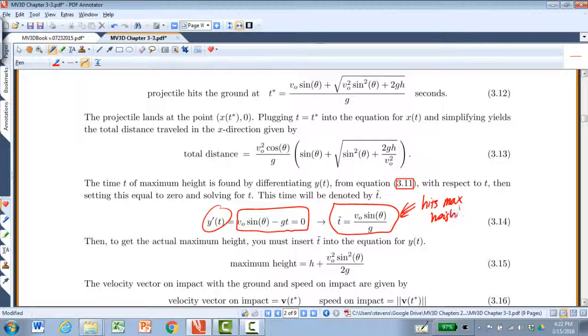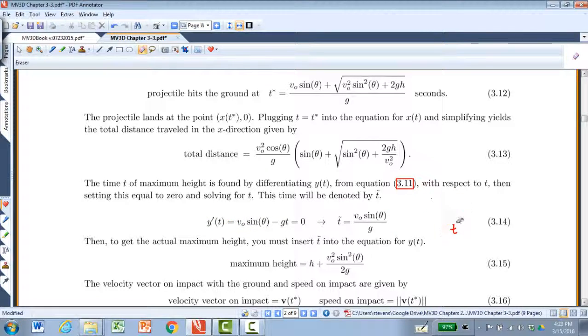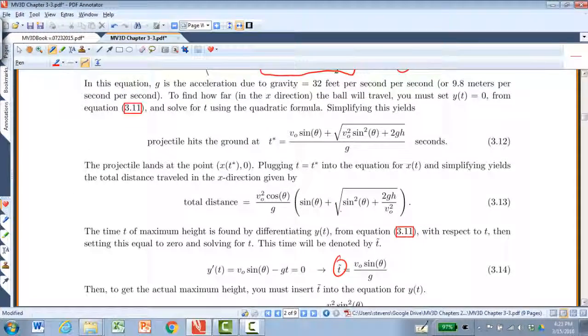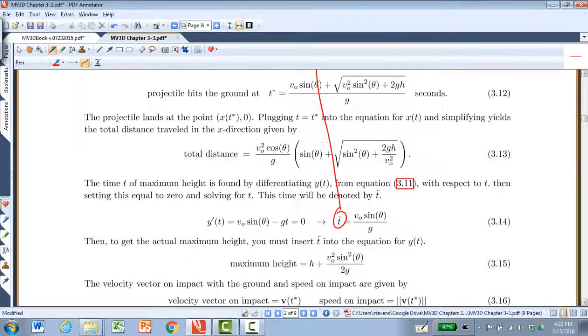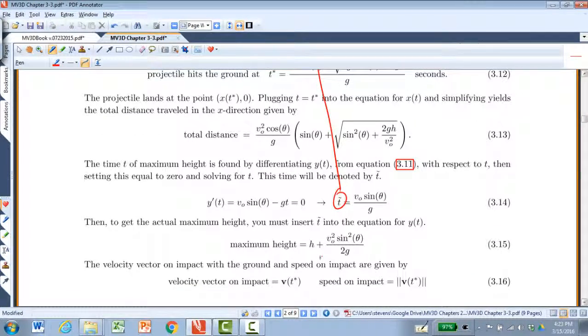But that's just the time, right? It's not the actual maximum height. It's max height at t tilde. Right? And so then if you take t tilde and you stick it into the height function, which is just y, right there, and simplify. It actually simplifies pretty nice. You get the maximum height given by this.